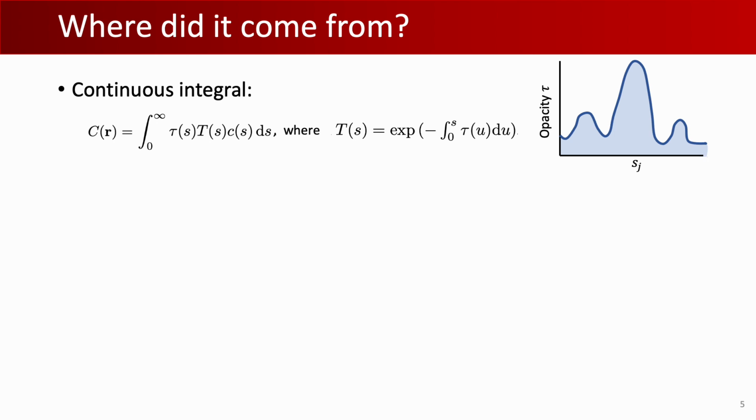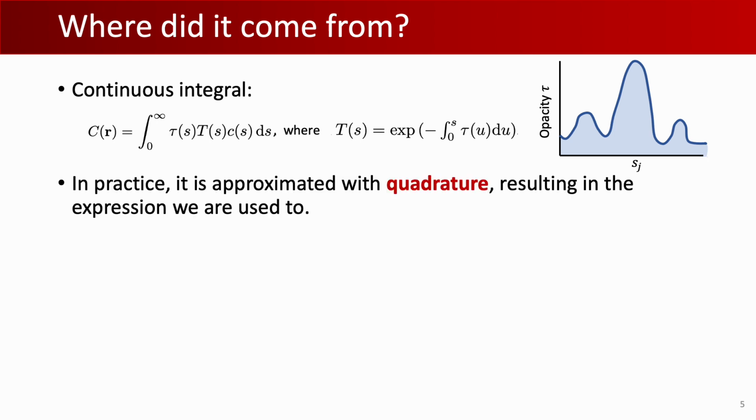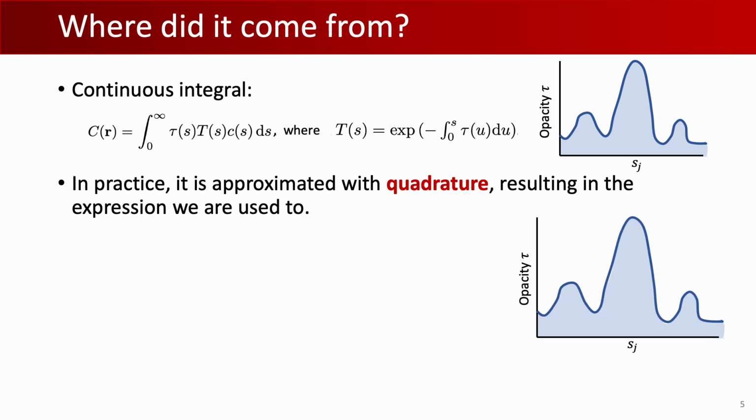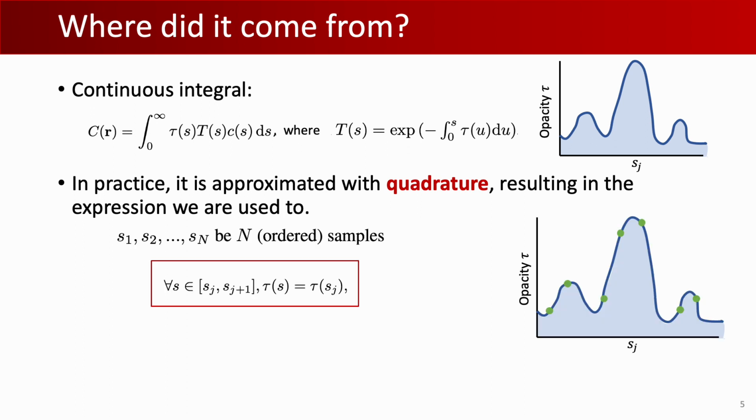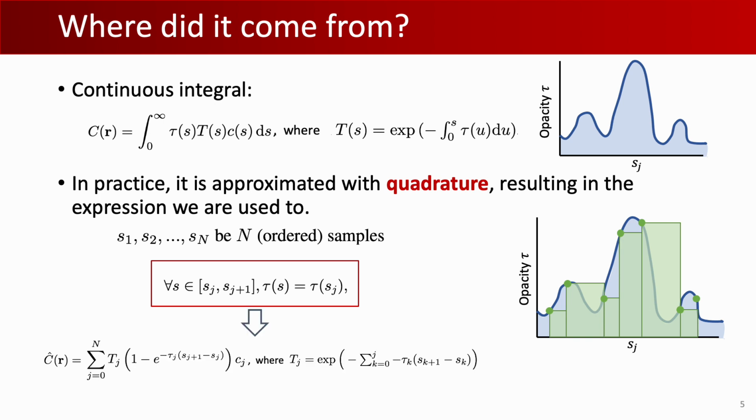Since evaluating the continuous integral is not analytically possible in practice, it is typically approximated with quadrature, resulting in the expression that we are all used to. That is, given n samples along the ray, a sample falling in the interval Sj and Sj plus 1 has the opacity tau j, resulting in the quadrature illustrated with the green rectangles. And this leads to the volume rendering equation that we were all used to, which is equivalent to the exact integral under the piecewise constant opacity approximation.